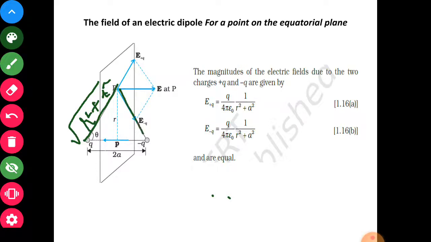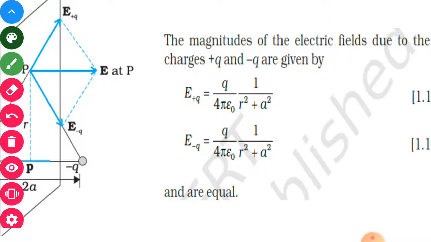Similarly, this distance will also become the square root of R square plus A square. Okay, this distance will also be the square root of R square plus A square. Now we want to find out the electric field due to plus q charge at this point P. So we want to write the general magnitude, which becomes kq upon square of distance.